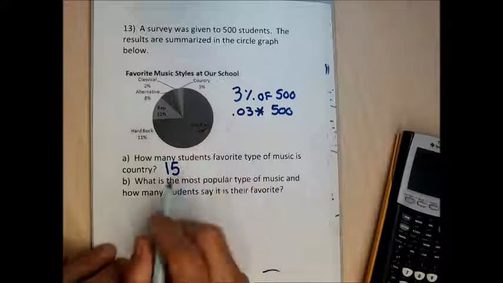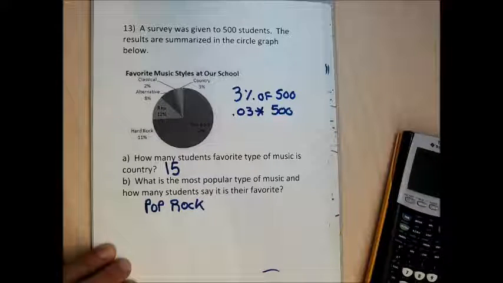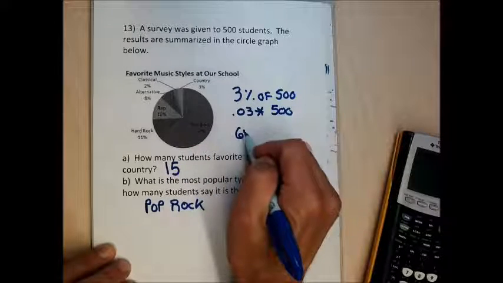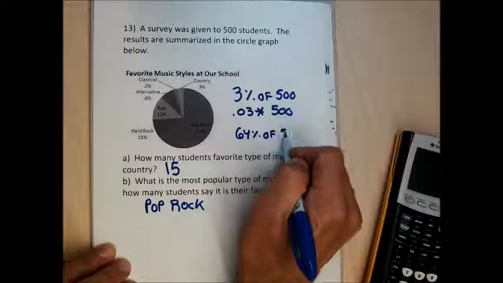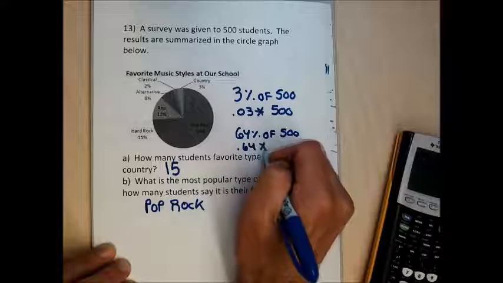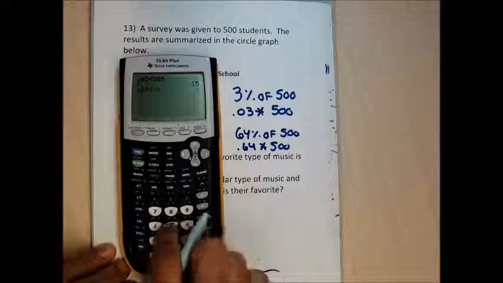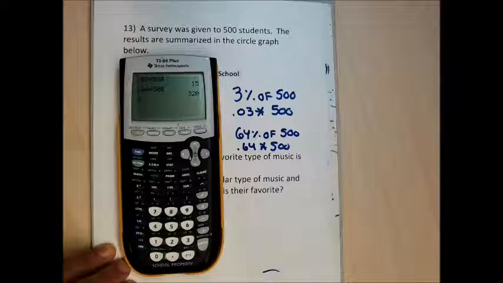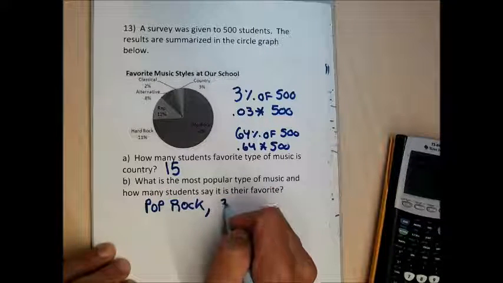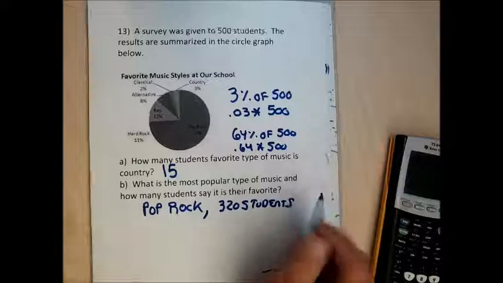Part B, what is the most popular type of music? Clearly pop rock for this particular school because it has the biggest region of the circle. And then how many students say it was their favorite? 64% of the 500 say their favorite style is pop. That's the same as 0.64 times 500. Guess that's what, 120, no, 256, 320, duh. So the question is, what is the most popular type? Pop rock. How many students? 320 students make this their favorite.